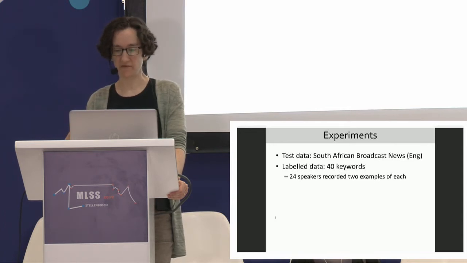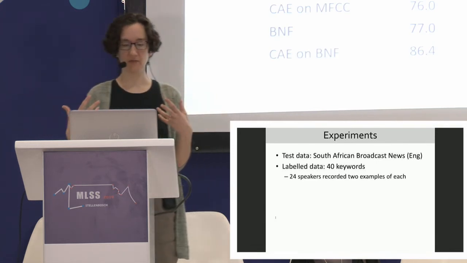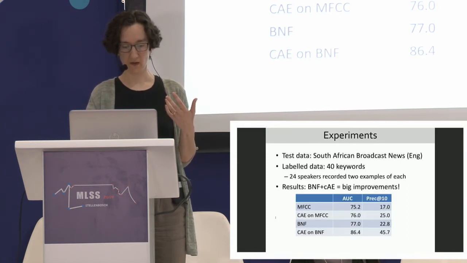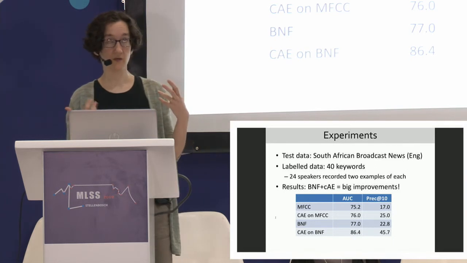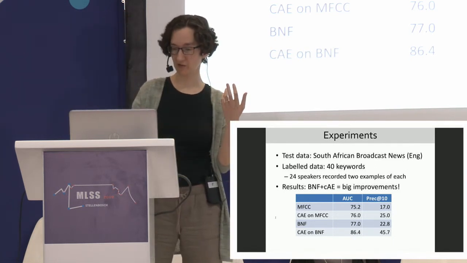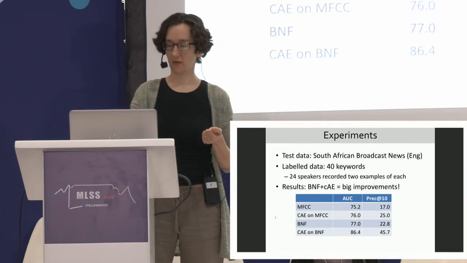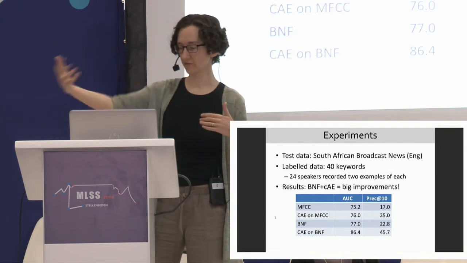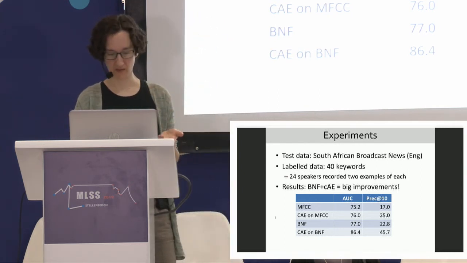But even using just that very small amount of labeled data, you can see that including the BNFs and the CAE led to very big improvements in this keyword spotting system. Starting off with the traditional MFCC features, there are 2 different measures of accuracy that I'm showing here. This is an information retrieval task. One measure is area under the curve, meaning the ROC curve. For both of these measures, higher numbers are better. The other one is precision at 10: if we return 10 documents, how many of them actually have this keyword in them?